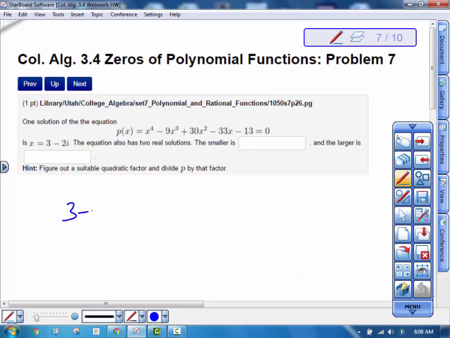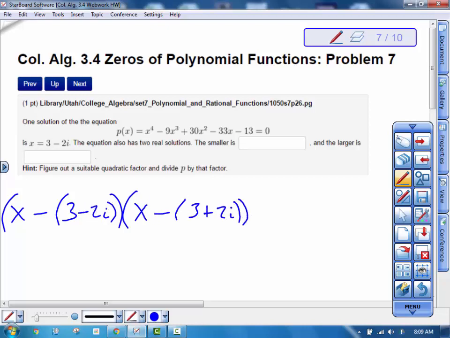If one of the zeros is 3 minus 2i, then we know that the factor is x minus that 0. But we also have another 0 if with complex conjugates are both zeros. So 3 plus 2i is another 0. They always come in conjugate pairs. Complex zeros do. So if 3 minus 2i is a 0, so is 3 plus 2i.